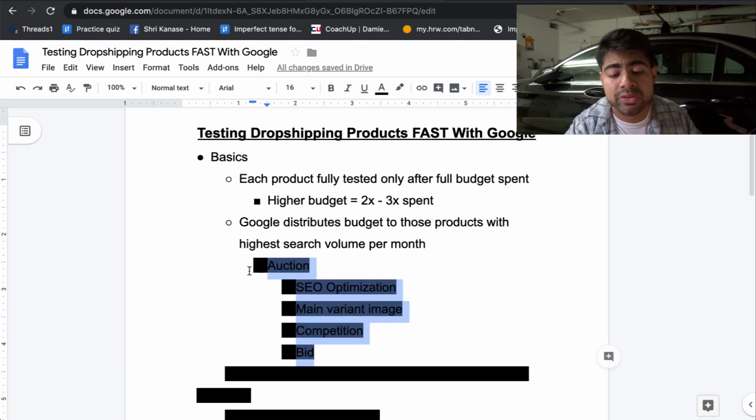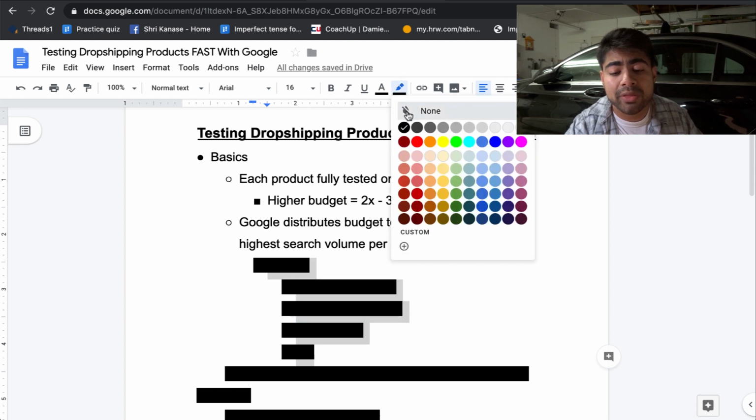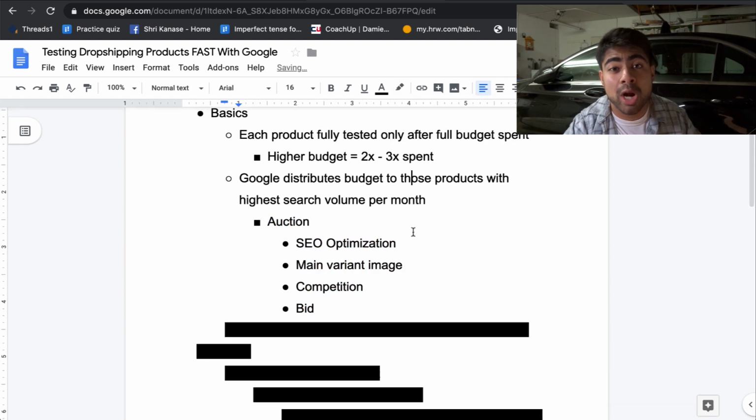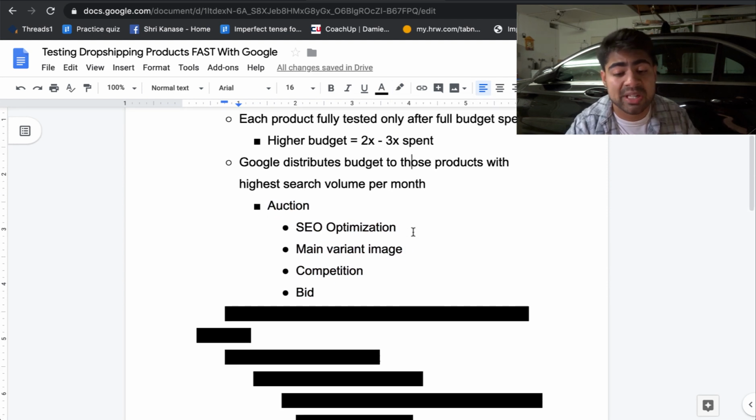And speaking about those things, a lot of these actually determine whether you win the auction or not, whether the product gets shown for a specific search. Some of these include the SEO optimization you have for the product, the main variant image, whether it's different from your competitors or not, the competition overall, and if there are too many competitors, it'll be harder for you to show up. And of course, the most important one, the bid.